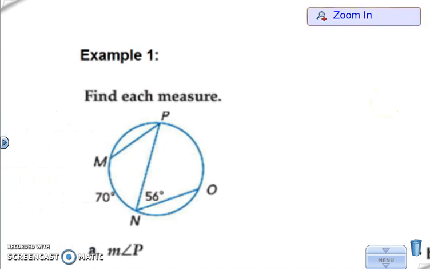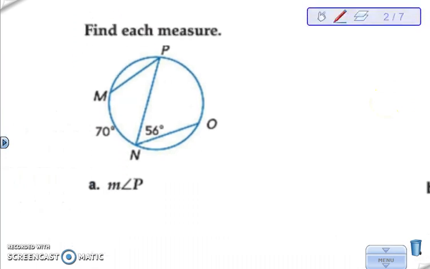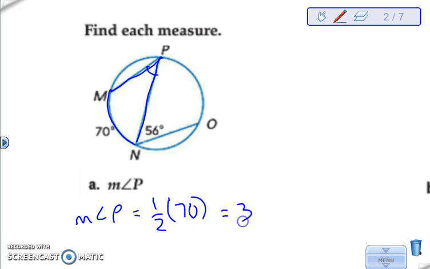So if we want to find angle P, notice angle P is here. P is a point on the circle. And if I trace out angle P, I notice it intercepts the arc from M to N. So that tells me that the measure of angle P is half as much as the arc from M to N, so 1/2 of 70, which is 35 degrees.